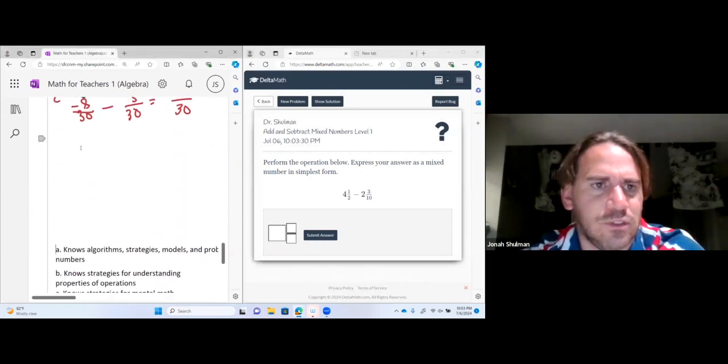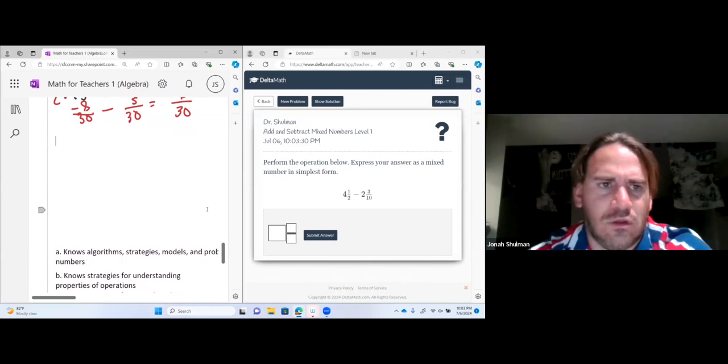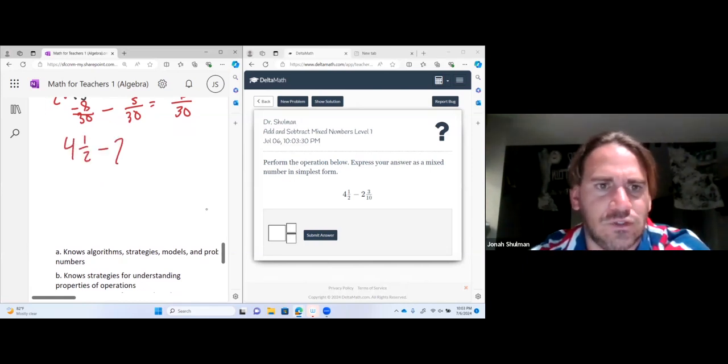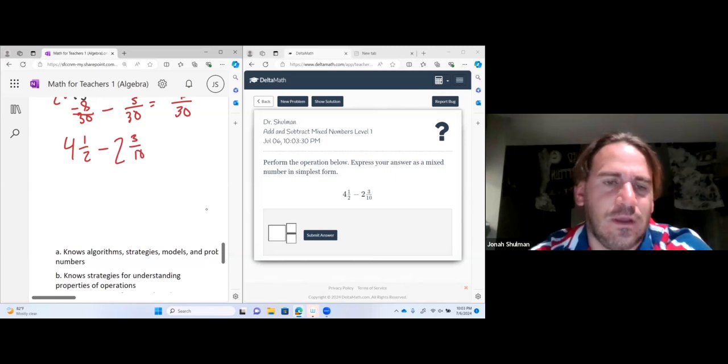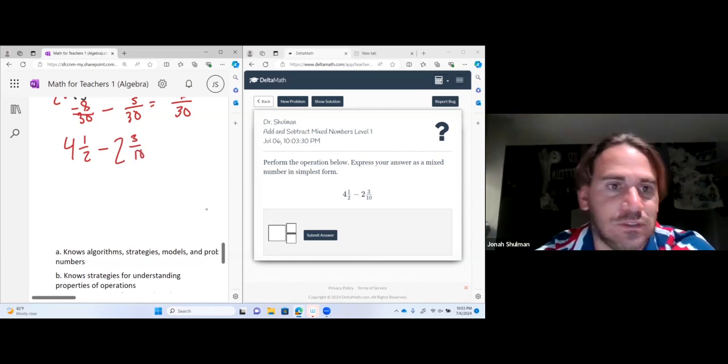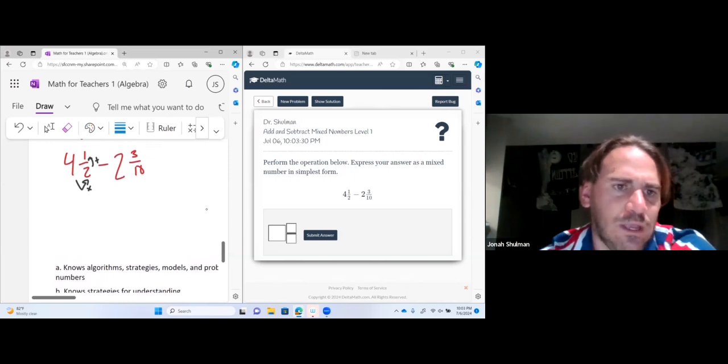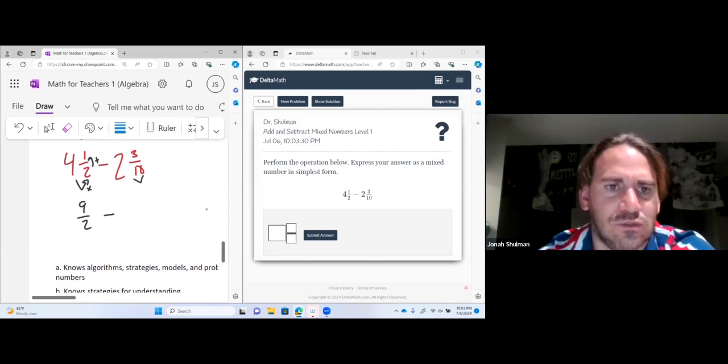So here's your mixed numbers. 4 1/2 minus 2 3/10. I can't subtract them because the bottoms aren't the same. 4 times 2 is 8, plus 1. So it's always multiply the bottom, add the top. So 8 plus 1, so that's 9/2 minus 2 times 10 is 20 plus the 3, so that's 23/10.